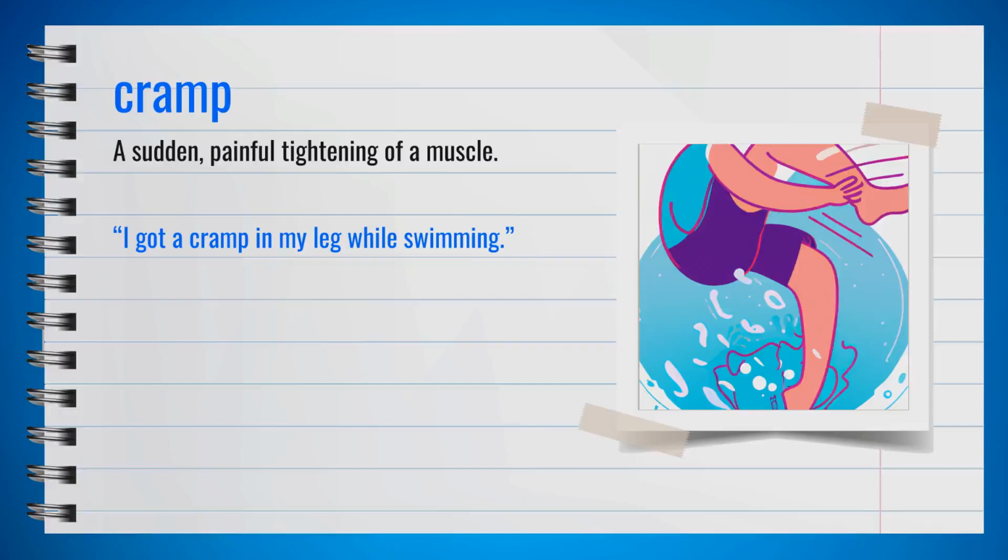The word cramp, spelled cramp, is a noun. It refers to a sudden, painful tightening of a muscle. Synonyms include spasm and charley horse. An example sentence is, I got a cramp in my leg while swimming. So cramp means a sudden painful tightening of a muscle.